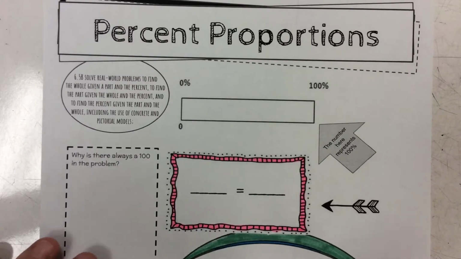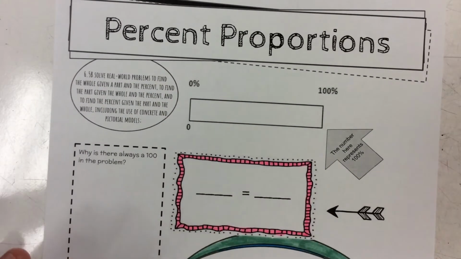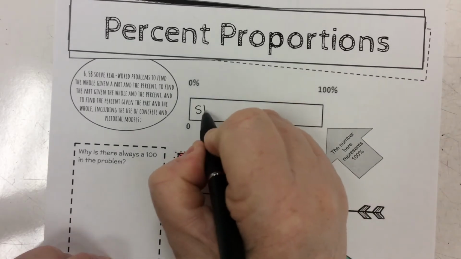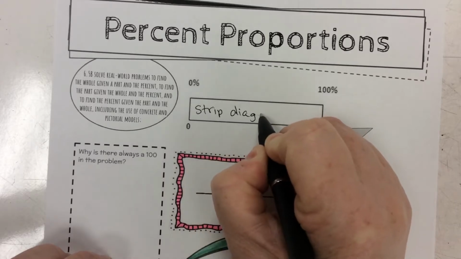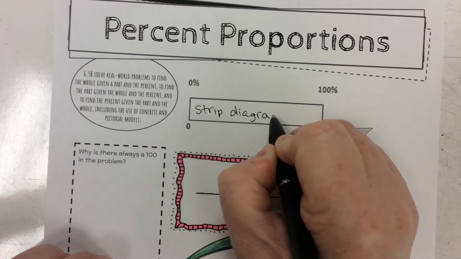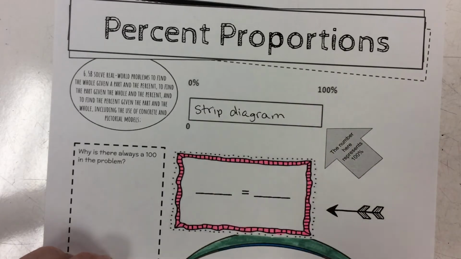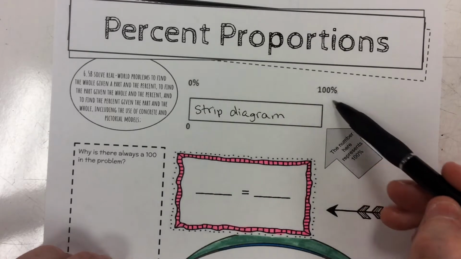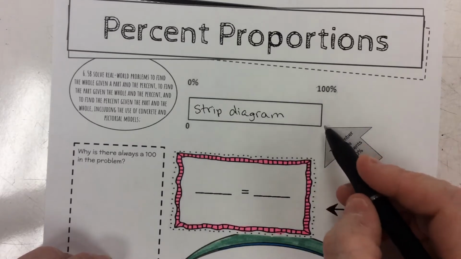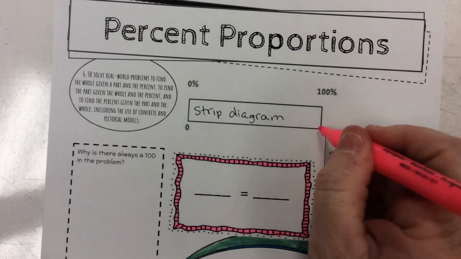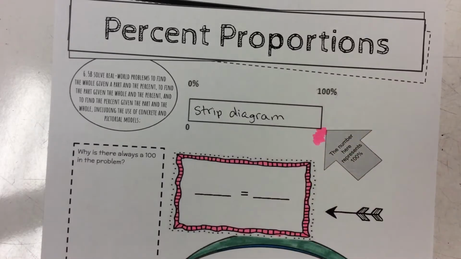All right, so the way we do this is what's called a strip diagram. Okay, and I'm going to write this here because we're going to refer to this all the time. It looks like a fraction strip. A strip diagram. Now, we always have a number that goes right up here, and that number is always 100%, but there's a number right down here in this little space, and that number represents whatever is 100% of that situation, okay?